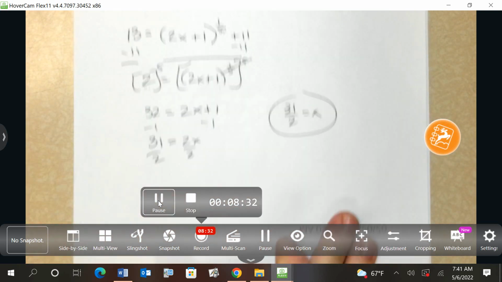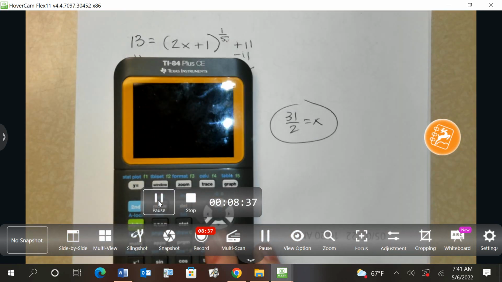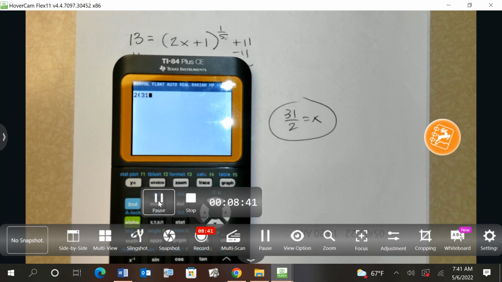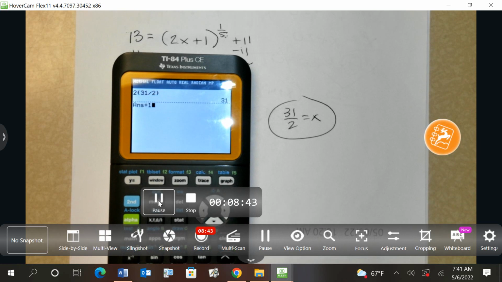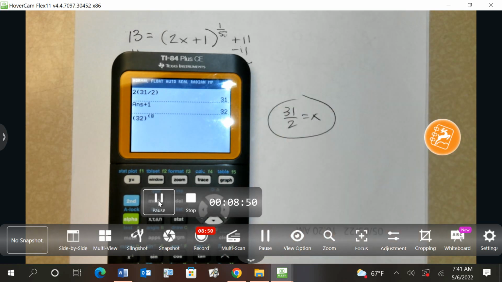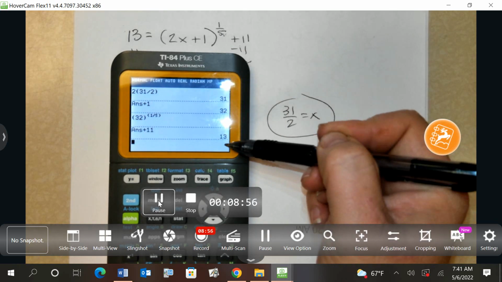I should not have to check for extraneous solutions because I have an nth root that's odd, but how could you do it? You're unsure, we want to make sure you get it right. What can we do? Okay, here we go. 2 times the quantity, 31 divided by 2. Then I add 1 to it. After I add 1 to it, I have 32 raised to the 1/5. Make sure to put that fraction as an exponent in parentheses. Add 11, and I end up with 13.